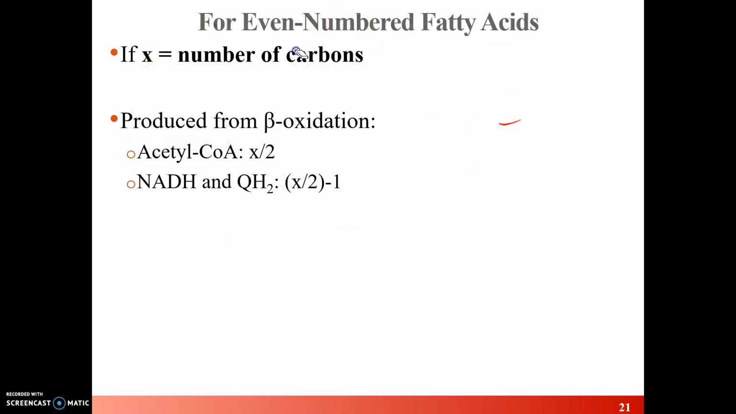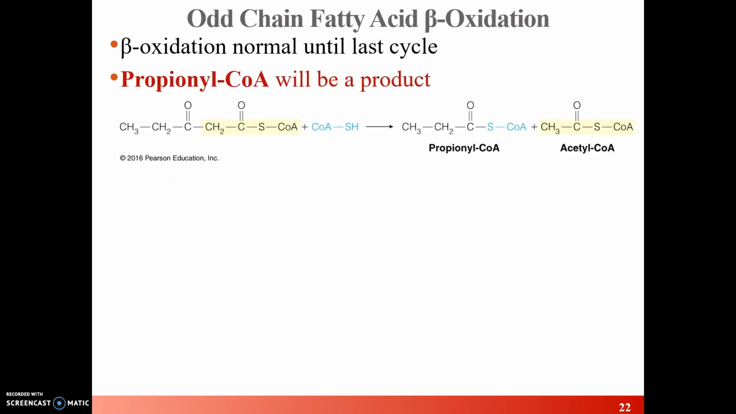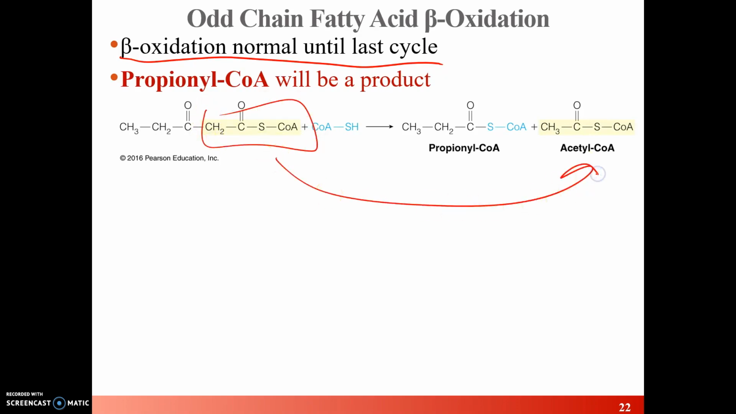Okay, even numbered fats. We're going to spend several slides on odd numbered fats, odd chain fatty acids. So this would be like 17 or something. So remember, we'd go all the way down the same way. You'd actually start the same way. Beta oxidation is the same until the last cycle. Okay, chop off your 2 carbons at the very end, and this goes away as our acetyl-CoA.